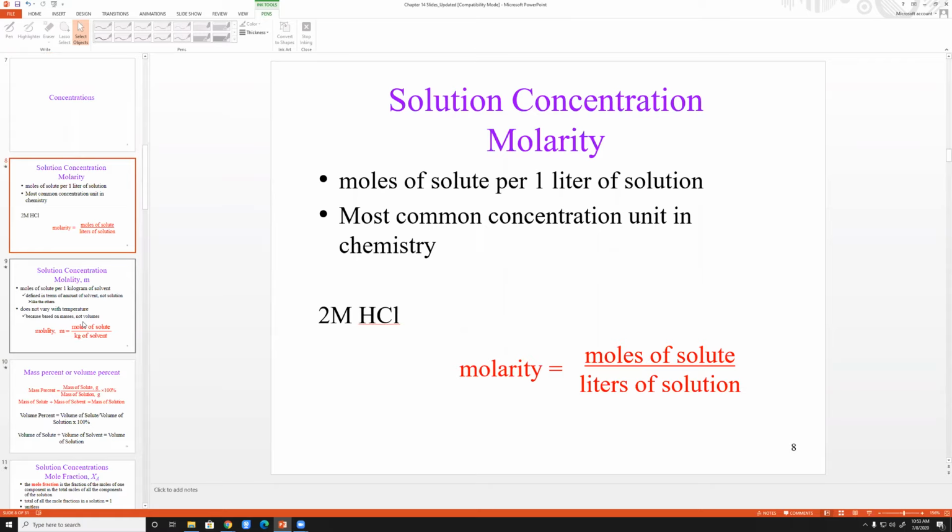And in terms of math that I expect you to do, basically plug and chug. If you have grams of a substance, you can easily convert that to moles, divide it by the liters, and then you get your molarity.